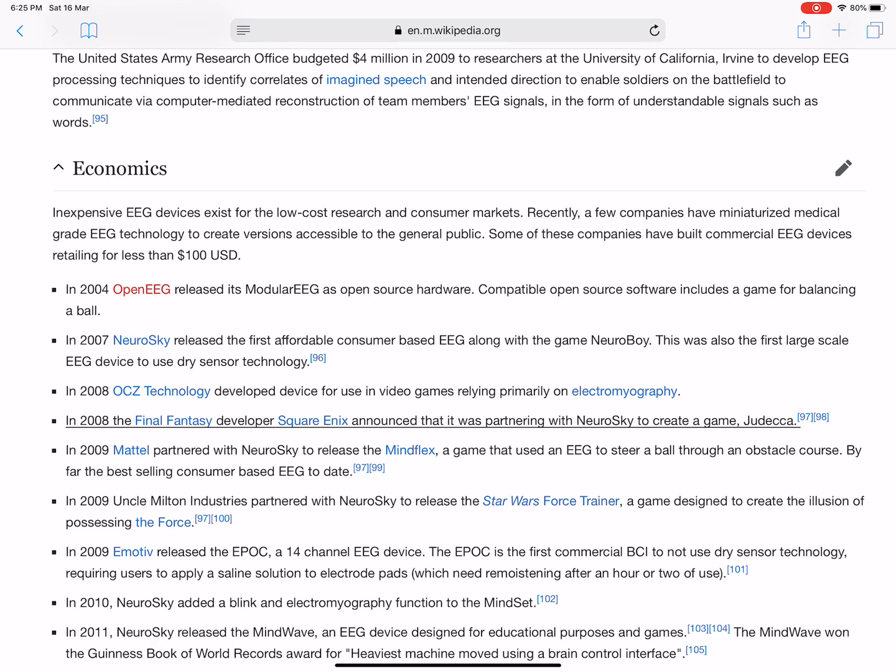In 2009, Mattel partnered with NeuroSky to release the MindFlex, a game that used an EEG to steer a ball through an obstacle course. By far the best-selling consumer-based EEG to date. In 2009, Uncle Milton Industries partnered with NeuroSky to release the Star Wars Force Trainer, a game designed to create the illusion of possessing the Force.